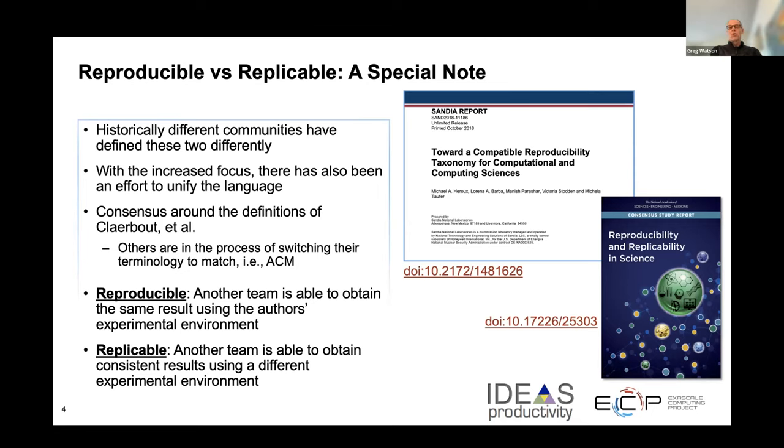but on someone else's work. Reproducible refers to using the author's experimental environment. So taking an environment or whatever the experimental setup is and using that to try and produce the same result. Whereas replicable is more about trying to obtain consistent results, but using a different experimental environment. So there's sort of subtle differences. And in some senses, replicable is a stronger result. But we're pretty much going to just use these interchangeably in this presentation.